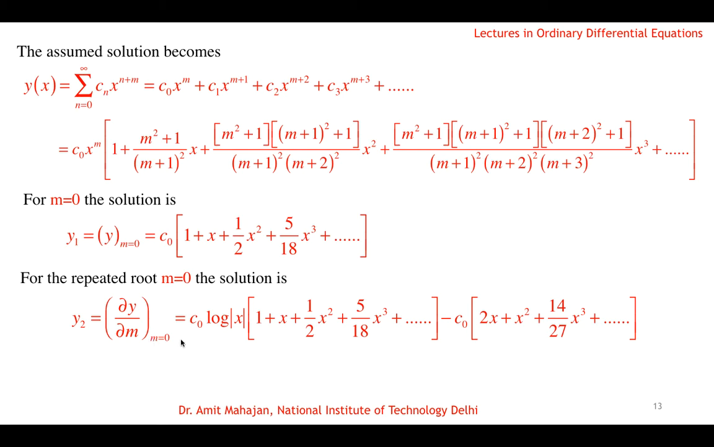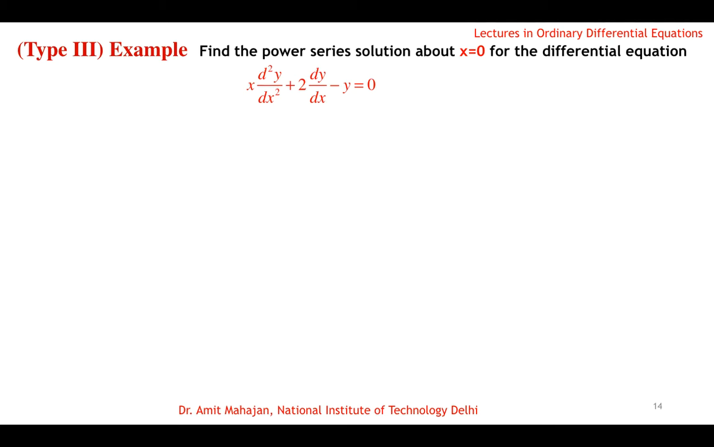After plugging in m equal to 0, the complete solution is the linear combination: a constant a times y1 plus a constant b times y2. That's how you get the general solution, y as a times this series plus b times this whole series. So this is the type 2 question. Now take one more example, the type 3 question, where the indicial equation roots are distinct but differ by an integer. Say we take this example: find the power series solution about x equal to 0 for the differential equation. This is again a second order differential equation.